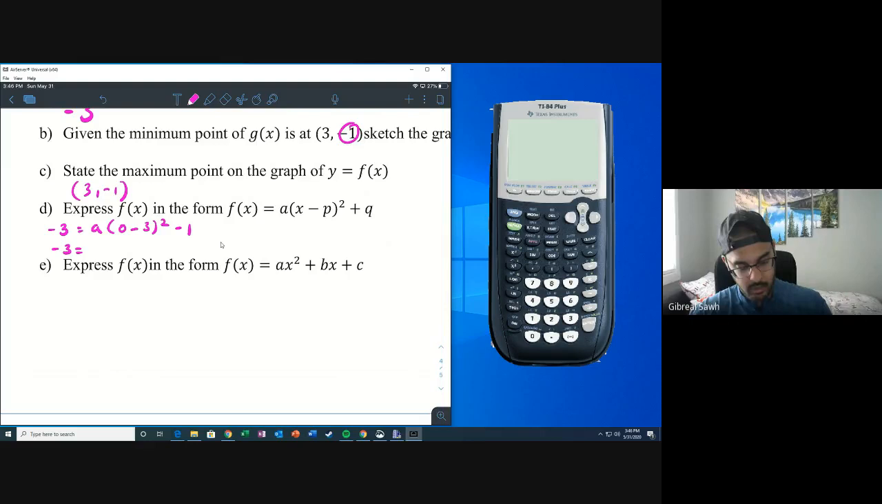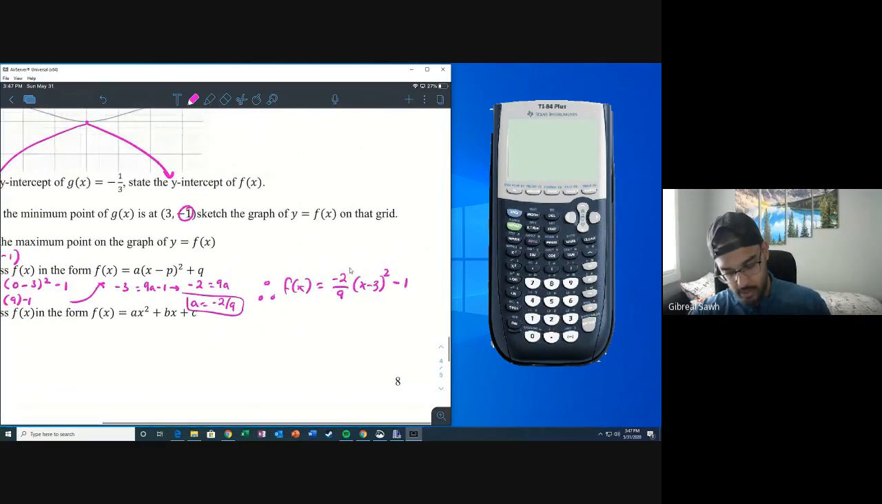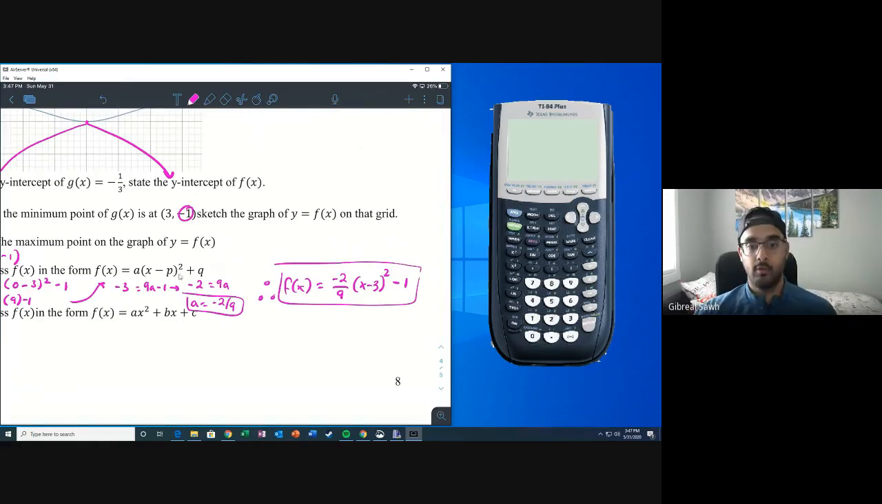So -3 is going to be equal to a, that'll be -3 in the brackets, squared is 9. That's -1. So we're going to have -3 is equal to 9a minus 1. That means that if I add 1 to both, I get -2, and that's equal to 9a. So a is equal to -2/9. There's my number. Doesn't look great, but it is right. So therefore, f of x equals -2/9 (x minus 3) squared, and this is going to be -1. So there is our function in the form we've been asked to provide.